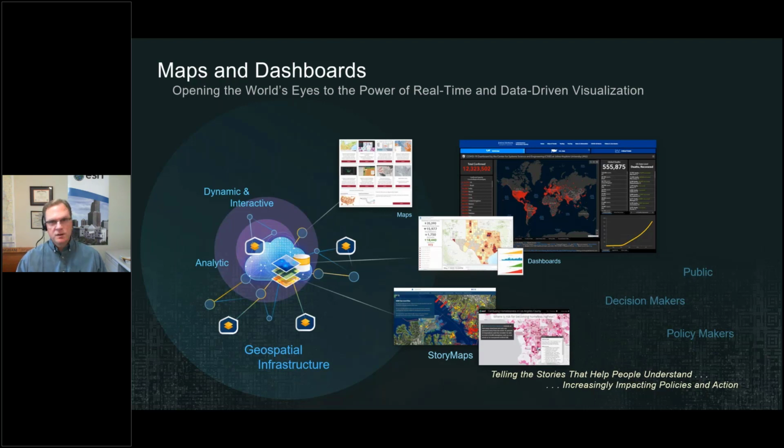I'm a huge proponent of dashboards. I think they're an extremely useful way to communicate to administrators, to elected officials, to community leaders, the big picture and the information that they need to help make decisions.